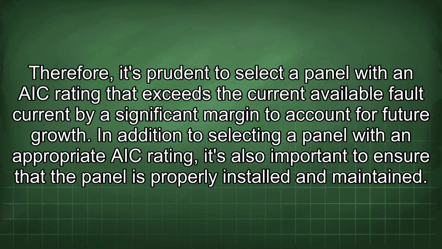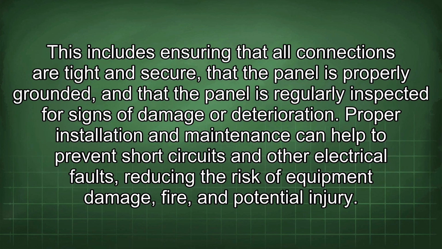In addition to selecting a panel with an appropriate AIC rating, it's also important to ensure that the panel is properly installed and maintained. This includes ensuring that all connections are tight and secure, that the panel is properly grounded, and that the panel is regularly inspected for signs of damage or deterioration. Proper installation and maintenance can help to prevent short circuits and other electrical faults, reducing the risk of equipment damage, fire, and potential injury.